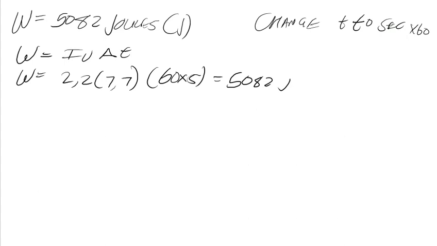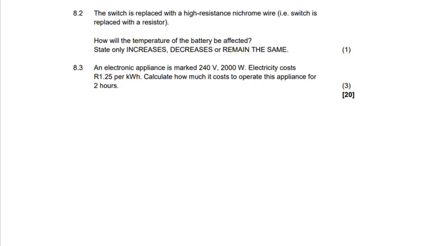This should be the last question. So you've got 8.2. 8.2 says the switch is replaced with a high resistance nichrome wire. Switch is replaced with a resistor. How will the temperature of the battery be affected?